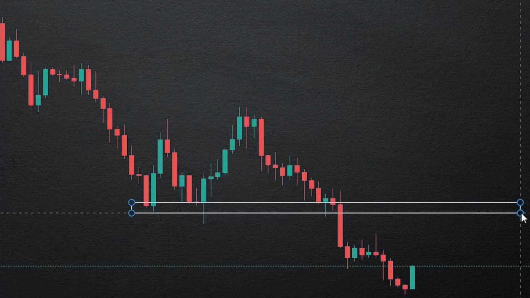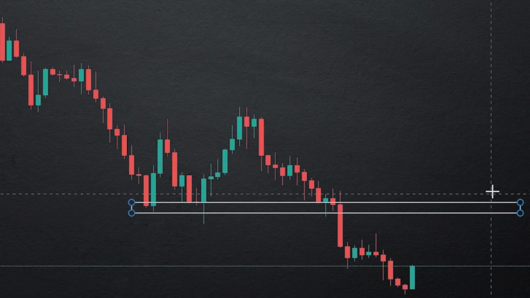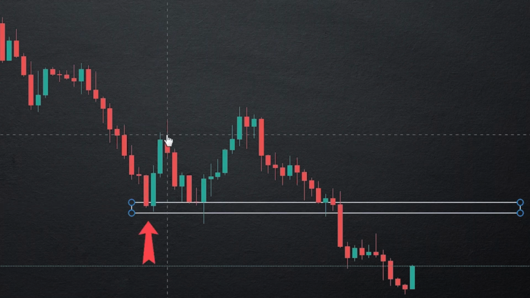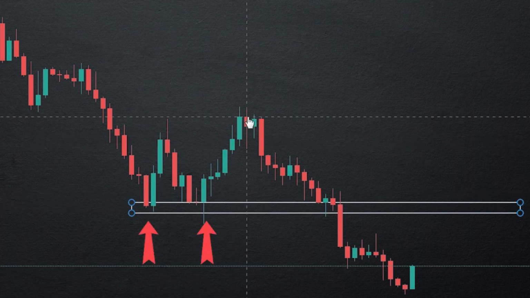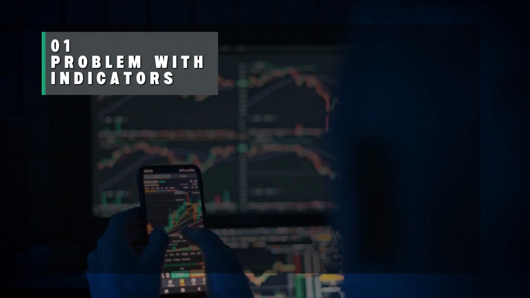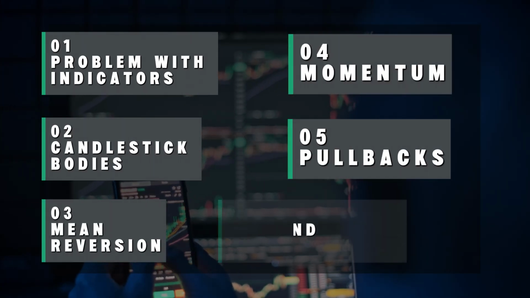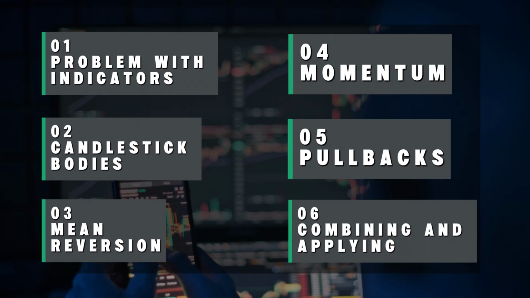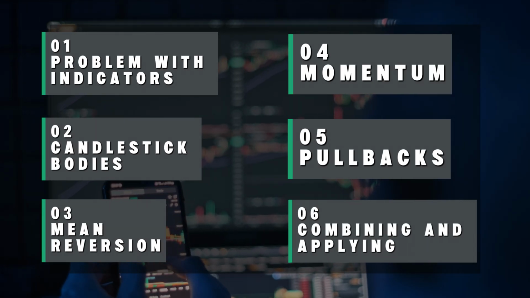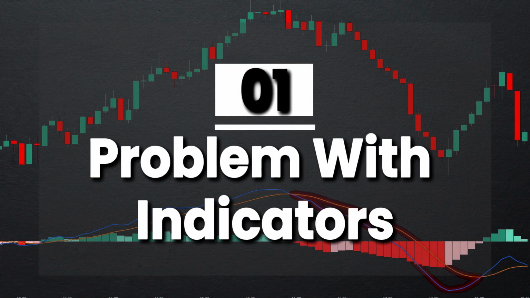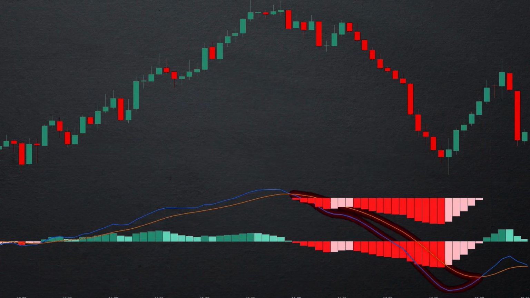We're going to uncover 4 absolute game-changing price action secrets that form the ultimate trading guide, and this is going to transform you from a reactive trader into a proactive one. So, here's our game plan for today. We'll start with the problem with traditional indicators, unpack 4 specific price action secrets: candlestick bodies, mean reversion, momentum, and pullbacks, and then finally, we'll combine the whole shebang into a practical, step-by-step strategy for your daily charts.